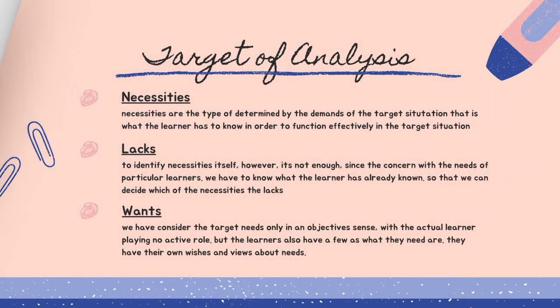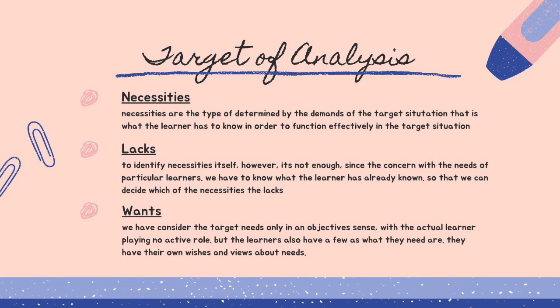And the next slide is about the target of analysis. There are three. First, necessities. Second one is lack, and the third one is wants. Okay, I'm going to explain. Necessities are about what the learners have to know in order to function effectively in the target situation. In other words, necessities also mean the need of someone to be successful in his or her business. For example, a businessman might need to understand business letters to communicate effectively at a sales conference.